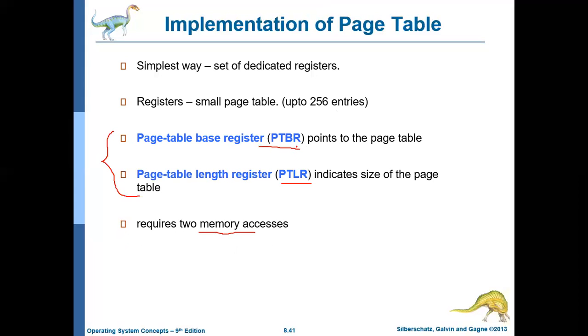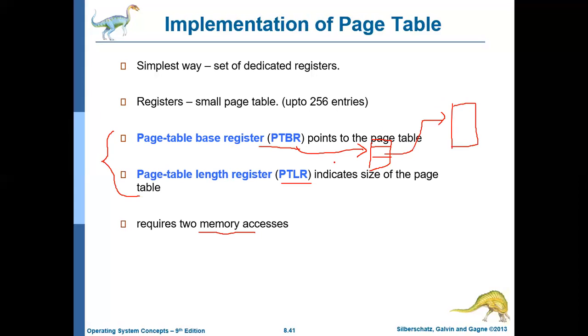First, you should access the page table based on the value stored in the PTBR. Then from the page table, the CPU should take the logical address, identify the corresponding physical address, add the offset, and then refer to the actual memory. So there are two memory accesses. One is to access the page table, and the next is to access the memory.